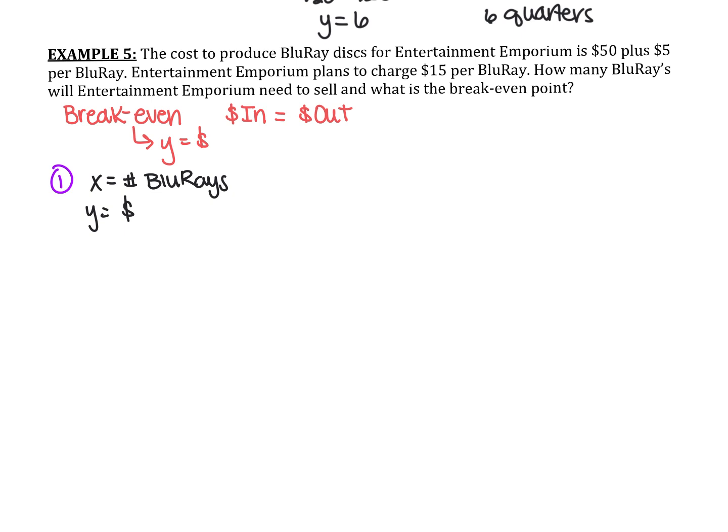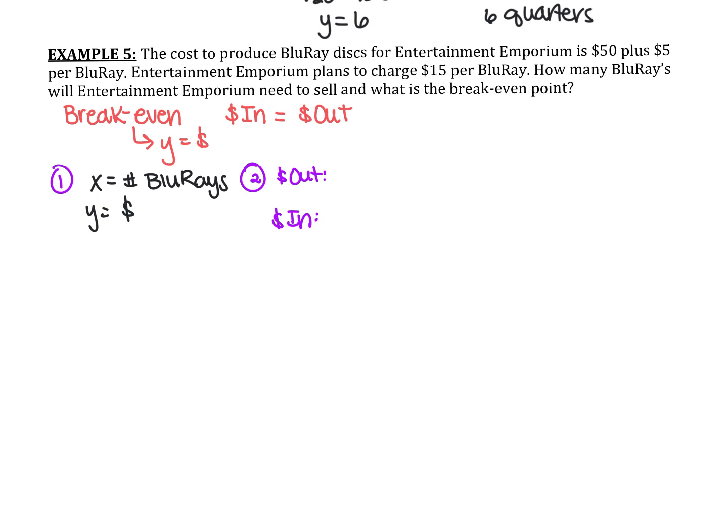Now, when I write my equations for a break-even problem, I'm going to have the money that's coming out, and I'm going to have the money that's coming in. These are going to be two separate equations. So the first equation, money that's going out. The cost to produce Blu-ray discs for Entertainment Emporium is $50 plus $5 per Blu-ray. That sounds an awful lot like the y equals mx plus b equations that we wrote last unit. In fact, it sounds like it because it is.